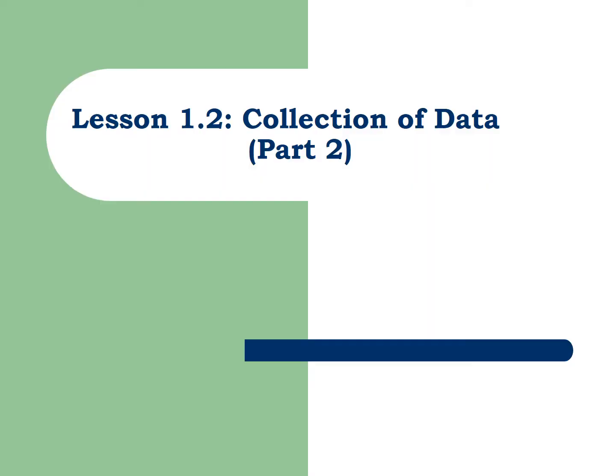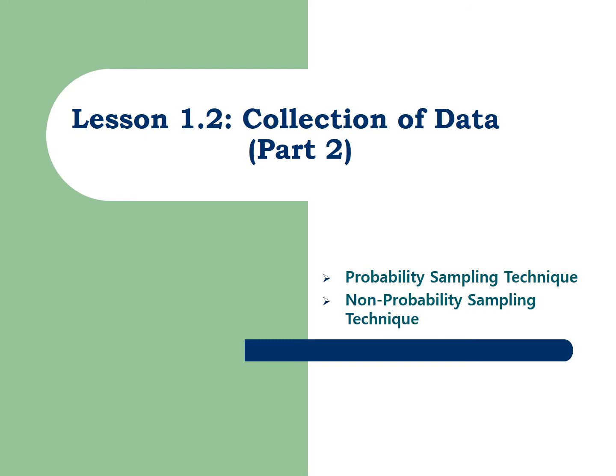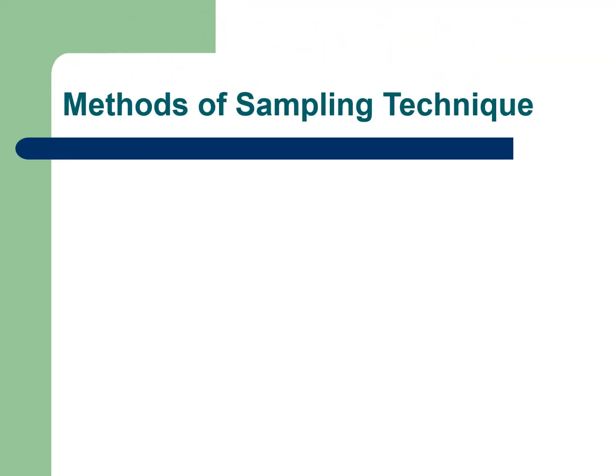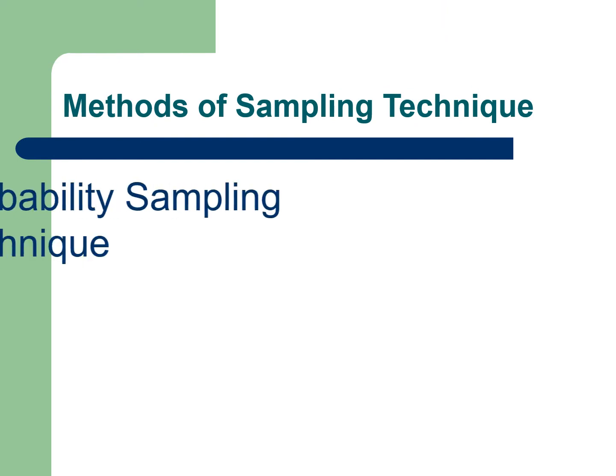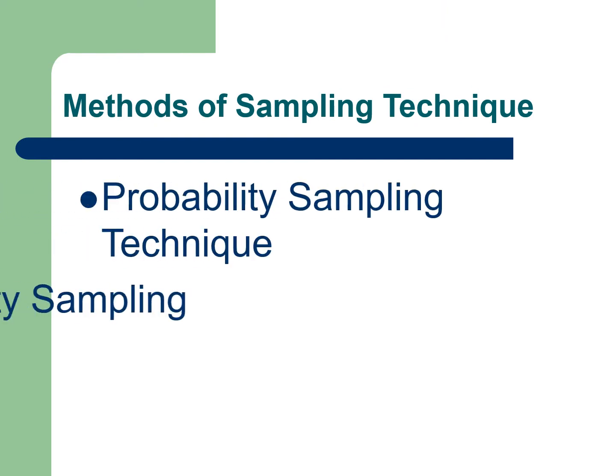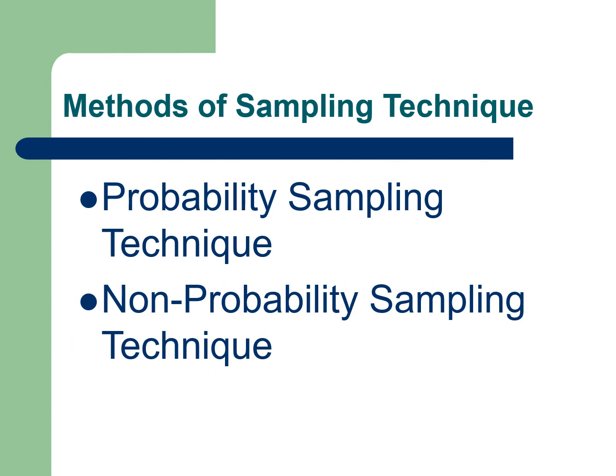Today, we will continue to discuss the second part of Lesson 1.2. At the end of this lesson, you are expected to describe the two methods of sampling technique, the probability sampling technique and the non-probability sampling technique. You are also expected to know when and how to apply these two techniques. The two methods of sampling technique are the probability sampling technique and non-probability sampling technique.